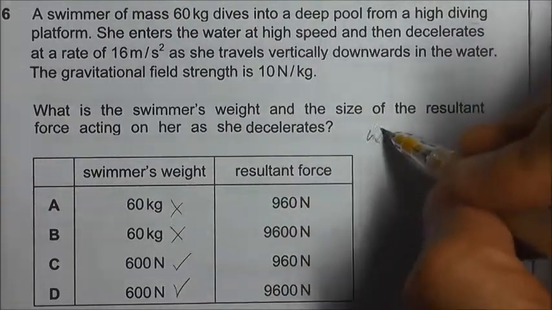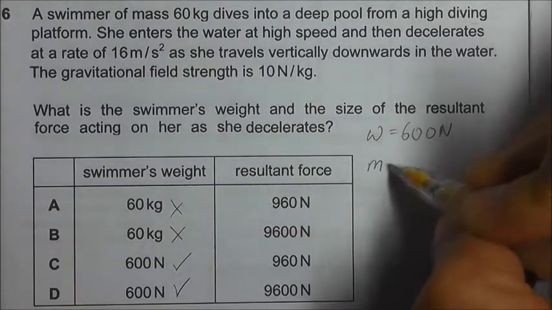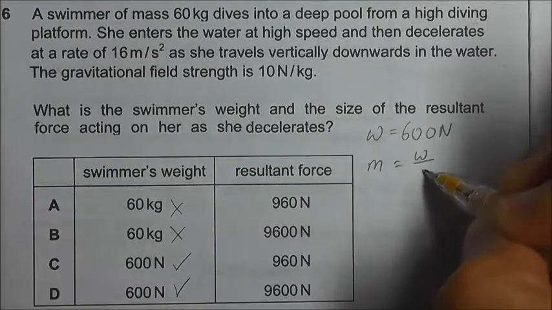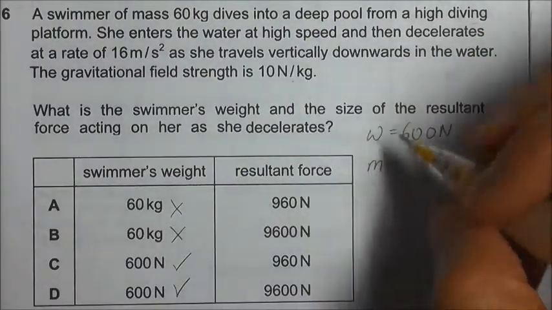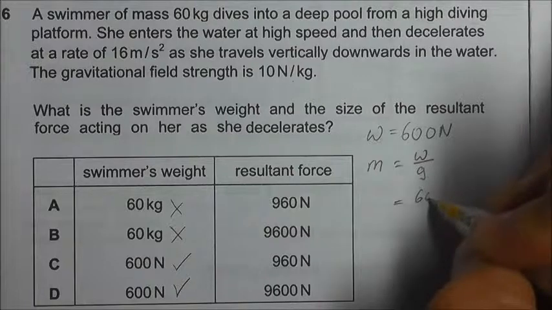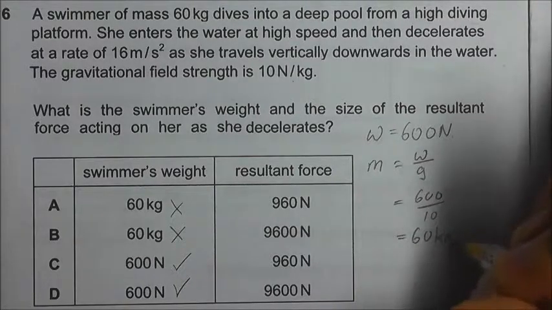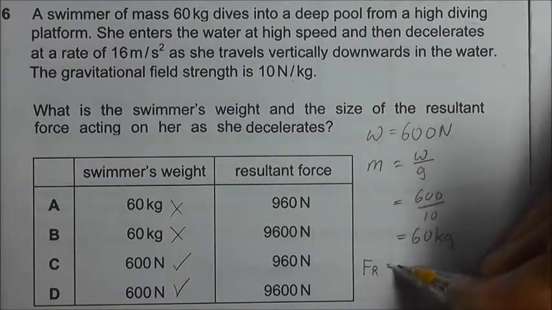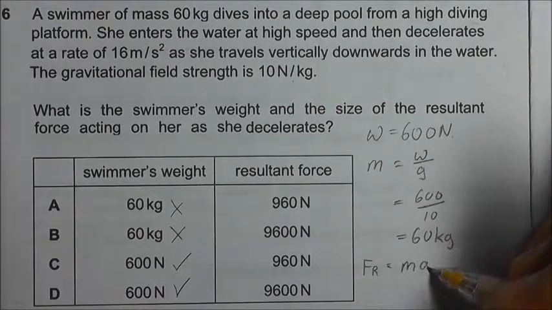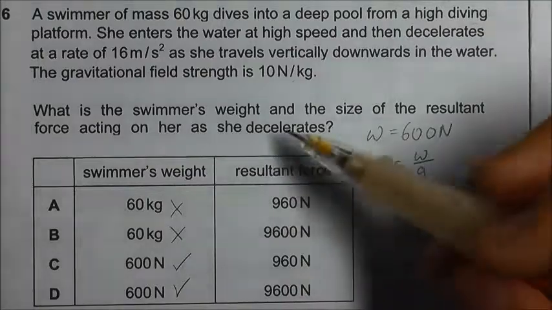So if the weight is equal to 600 Newton, the mass is equal to the weight divided by gravitational field strength, which is given as 10. So the mass is 600 divided by 10, 60 kg. So the resultant force is equal to MA. Okay, so it's equal to 60 multiplied by the deceleration.